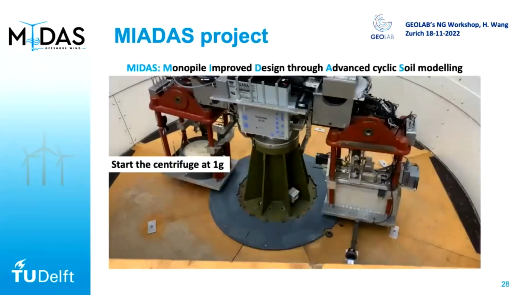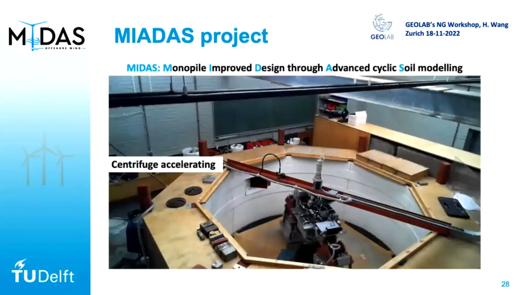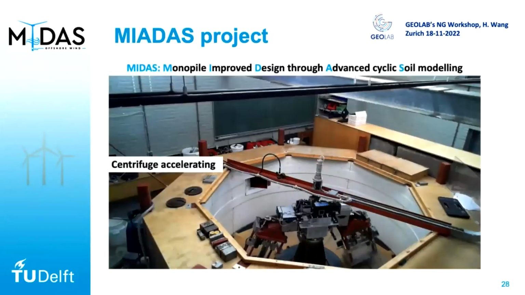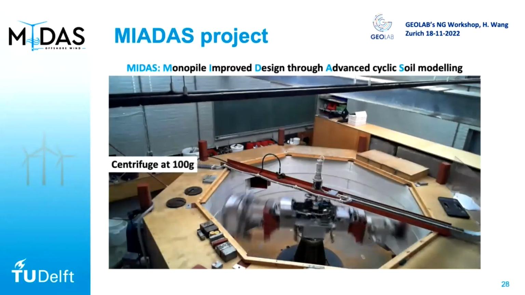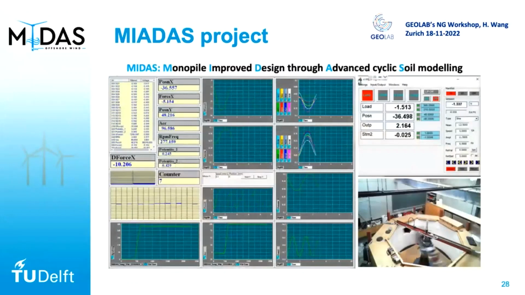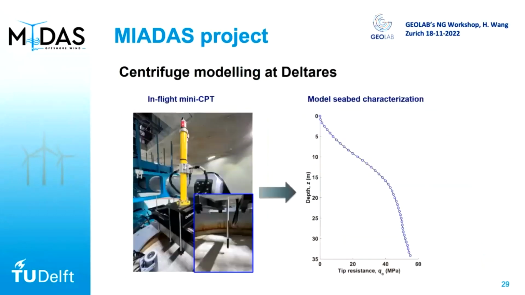So this is a very short video showing you how the centrifuge at TU Delft is running. We prepare it at 1G, and at 100G it is really spinning very fast. And we can apply our cyclic loading and read all the data from strain gauges, the force and displacement, which allows us to back analyze the results. And here is the typical result at the Terrace.